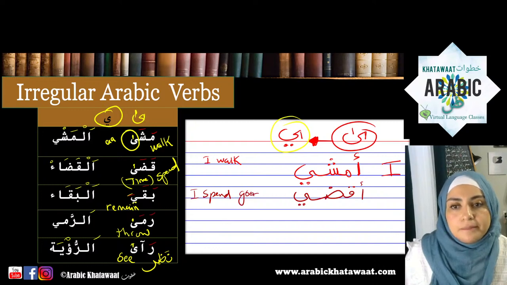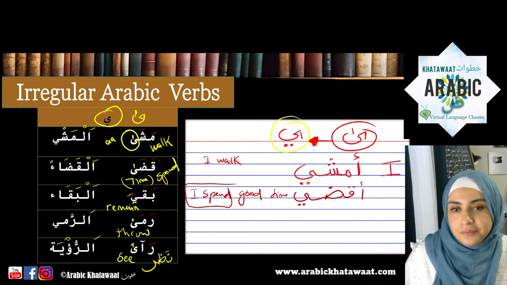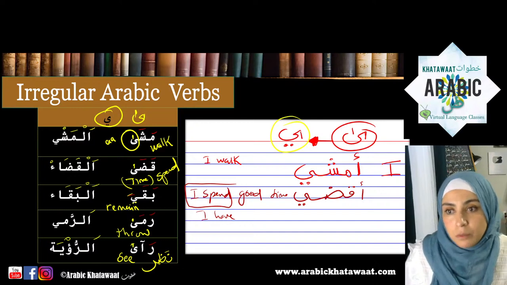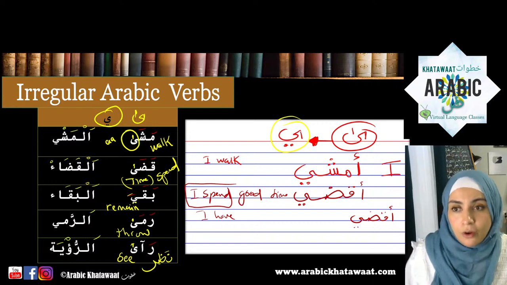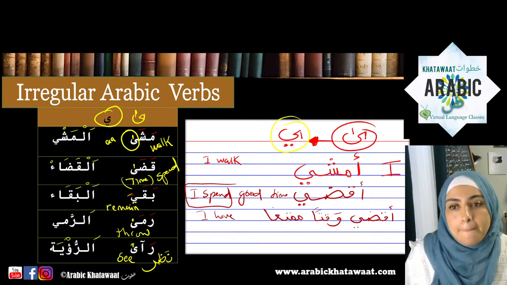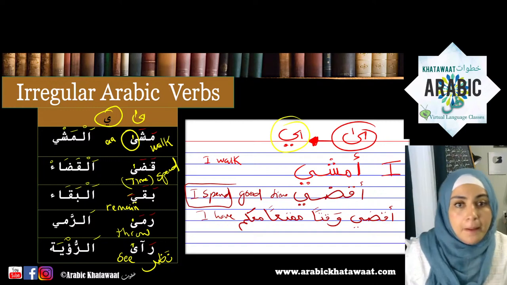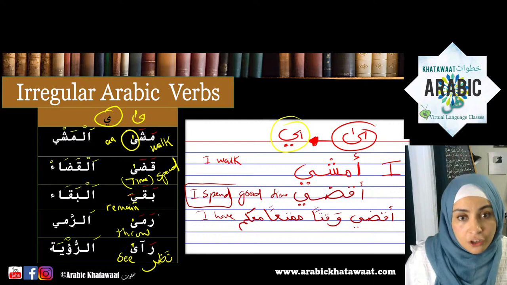Good time. And this means I have good time. So I would say أقضي وقتا ممتعا. أقضي وقتا ممتعا معكم. I spend good time with you all. معكم, with you all. So here I'm changing the ألف مقصورة to ya. So I would do it with رمى, أرمي.